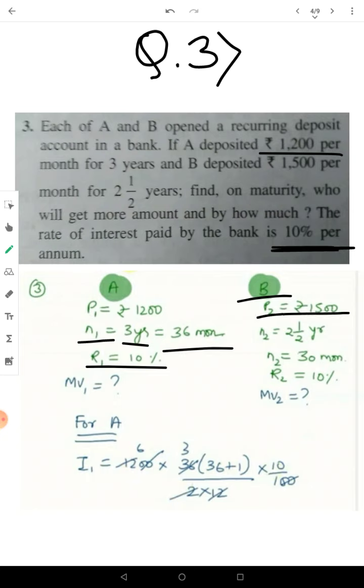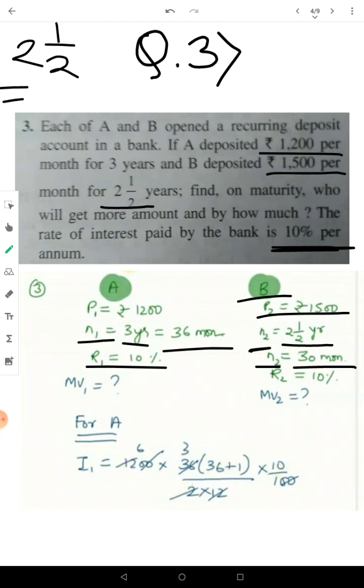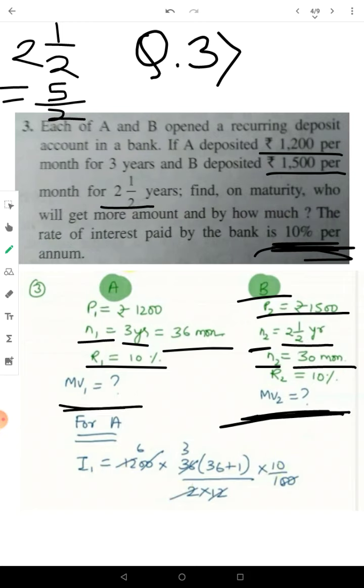P2 is rupees 1,500, given in the question. N2 is 2.5 years, that is also given, but we will convert it. So N2 will be 30 months. How 30 months? 2.5 will be 5 upon 2, right? So 2.5 years is 30 months. R2 will be 10% as given in the question. MV2 we have to find, maturity value of 2, and maturity value of 1 we have to find.